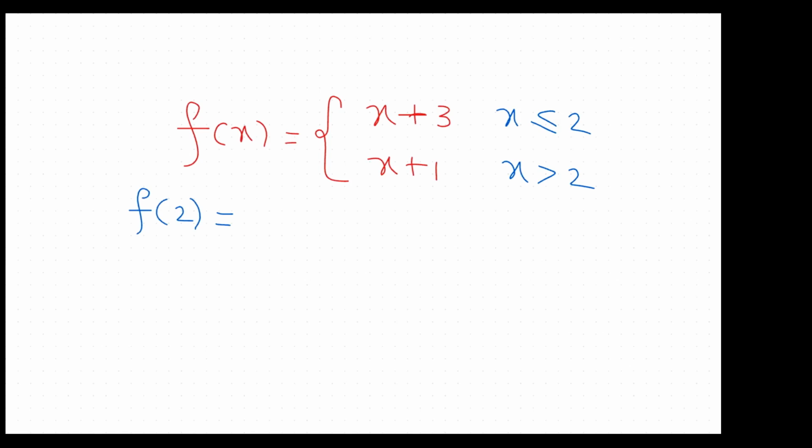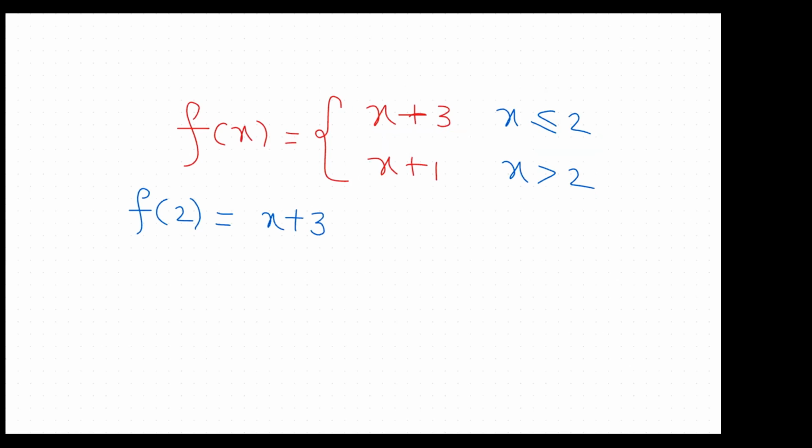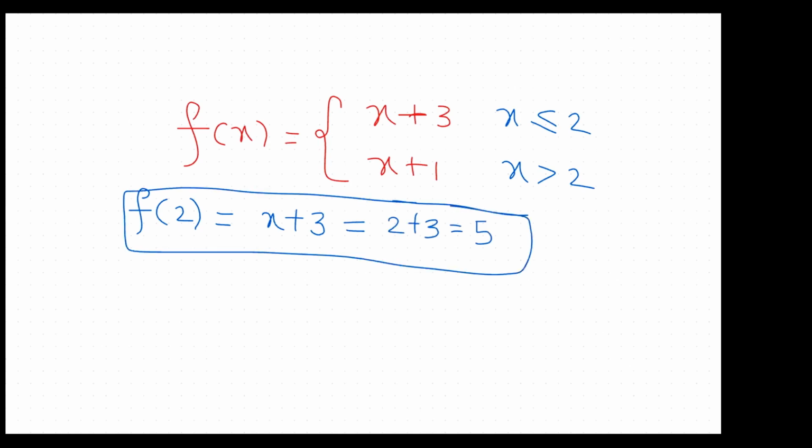F of 2 value, how much? 5, sir. For f of 2, what should we take? The top one, x plus 3. I should take x plus 3 because they are telling us to take this function when x is less than or equal to 2, and to take this function when x is greater than 2. That's what they told, correct? X is above 2, but I asked f of 2. For f of 2 I can take the above function. So the answer is 2 plus 3, the answer is 5. The f of 2 value is defined.